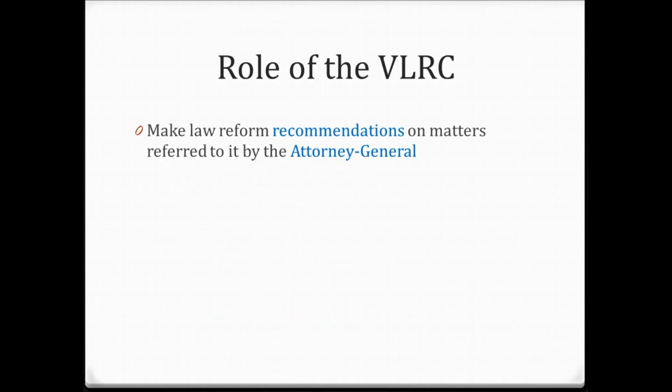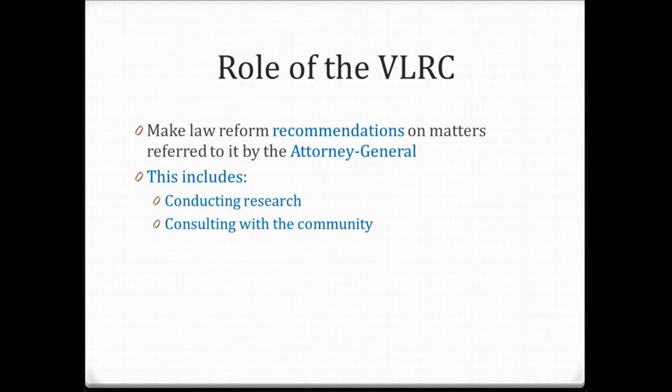So firstly, in terms of making law reform recommendations on matters referred to it by the Attorney General, this is really the VLRC's main role. It's the main law reform body in Victoria. So this includes conducting research, consulting with the community, and reporting on law reform projects to the Victorian Attorney General.